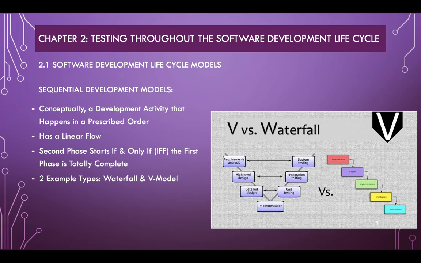Sequential development models. Two models are the V model and the waterfall model. There are more, but this chapter focuses on these two. Conceptually, these models happen in a prescribed order. The design has a linear flow and refines the requirements over time. The following phases start if and only if the first phase is totally complete.